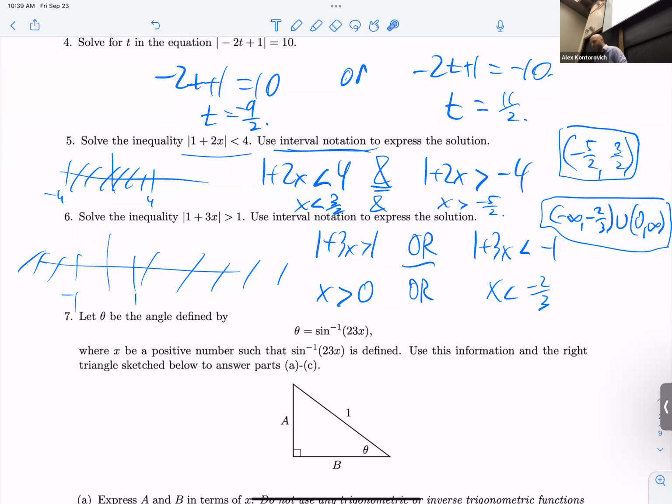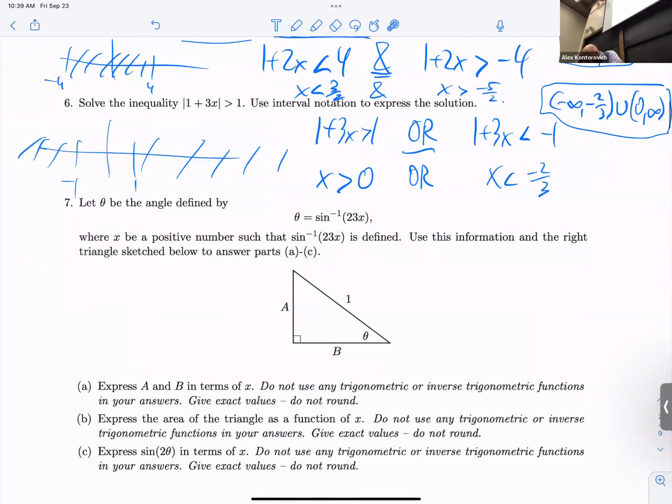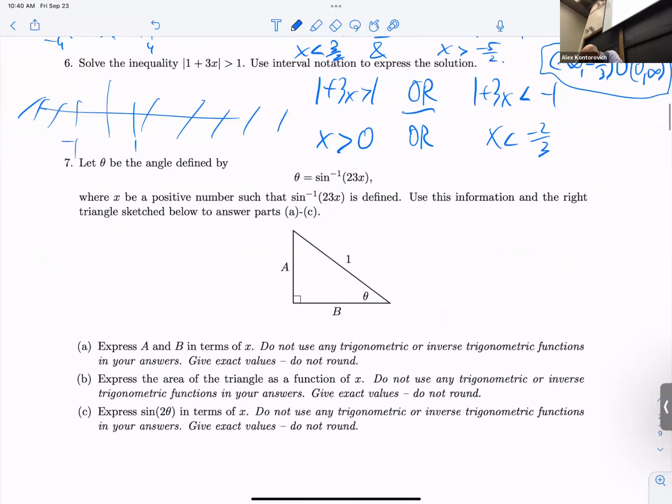Let's go. Oh God, theta is the angle defined by blah blah blah, where x is blah blah blah. Use the information. All right, theta is right here. That's theta. If the sine, so what is this really saying? It's saying that the sine of theta is supposed to be 23x. You have to be a little careful with inverse sine and sine, because inverse sine is only defined on some region. But let's just go with this for a second and see how much sense we can make of it.